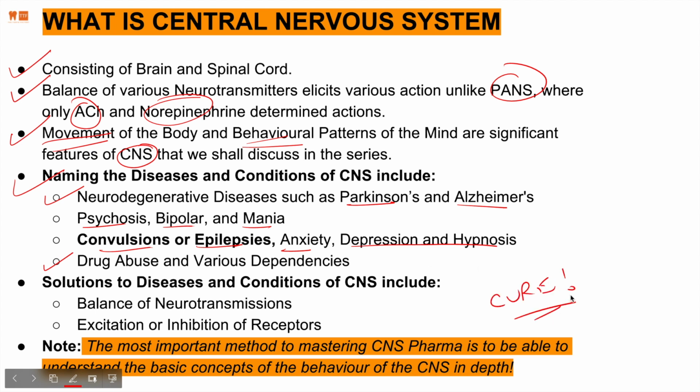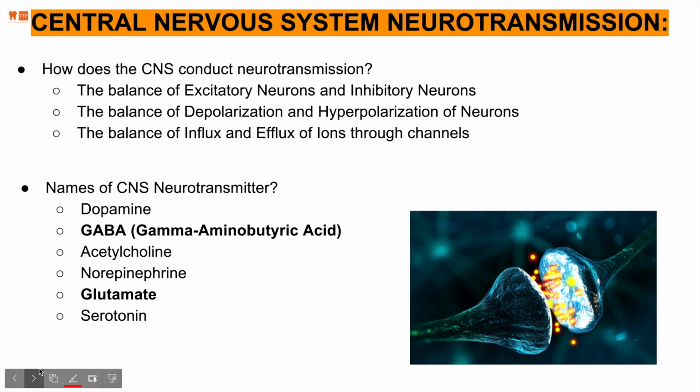We can only treat them and prevent them, but we can't completely cure them, as CNS is not entirely understood, right? So the solution becomes to balance the neurotransmitter actions in either excitation form or inhibition forms, depending on the condition. So as we always say, the most important method to mastering any CNS pharma is to be able to understand the basic concepts down to the behavior of the CNS in depth, and that helps us. So without much ado, let's get on.